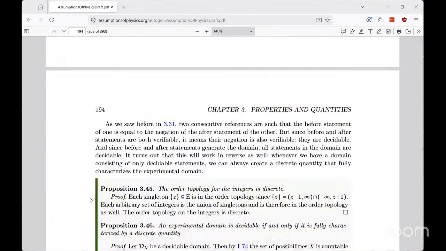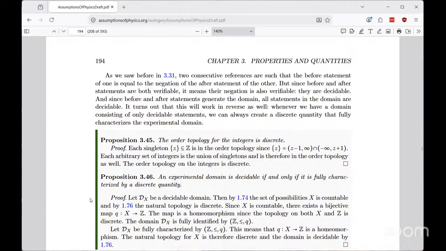As we saw before in 3.31, two consecutive references are such that the before statement of one is equal to the negation of the after statement of the other. But since before and after statements are both verifiable, it means their negation is also verifiable. That is, they are decidable. And since before and after statements generate the domain, all statements in the domain are decidable. It turns out that this will work in reverse as well. Whenever we have a domain consisting of only decidable statements, we can always create a discrete quantity that fully characterizes the experimental domain.